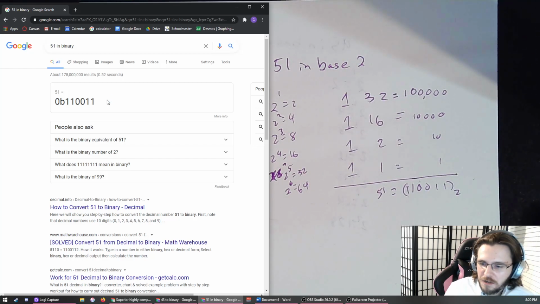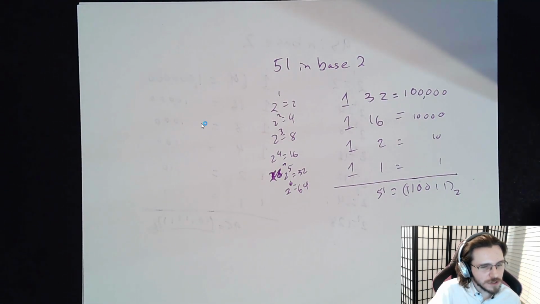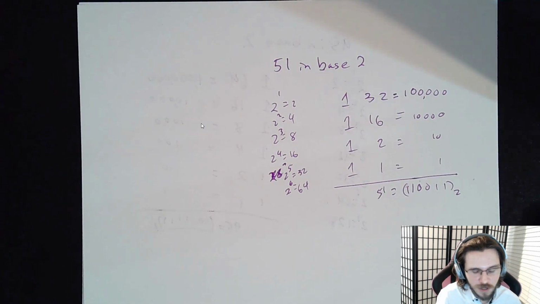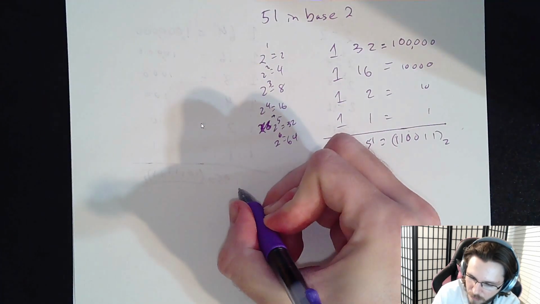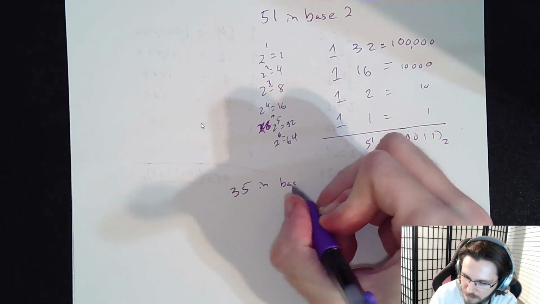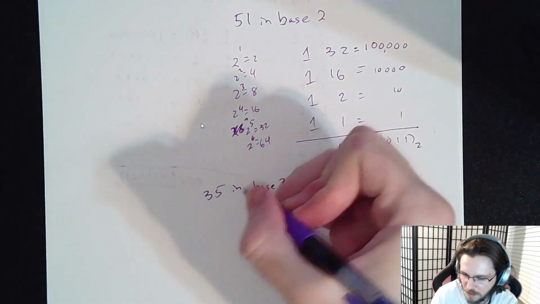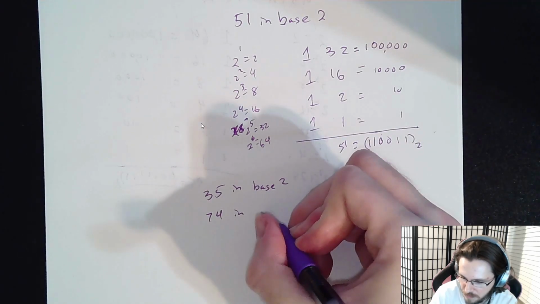Hopefully that was interesting enough. So as practice for yourself, and you can use Google to check your work, I don't think I need to do 4 or 5 more in front of you, but just as practice, to see if you really got it, try it out. See if you can write out 35 in base 2, and also maybe 74 in base 2.